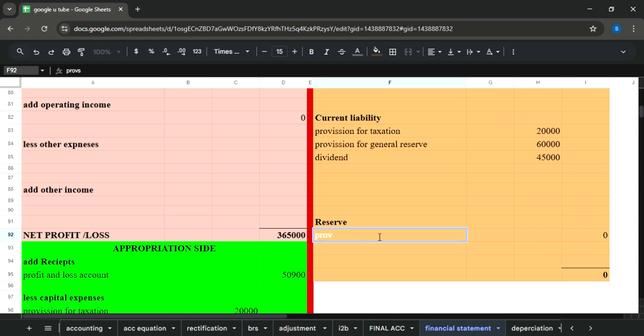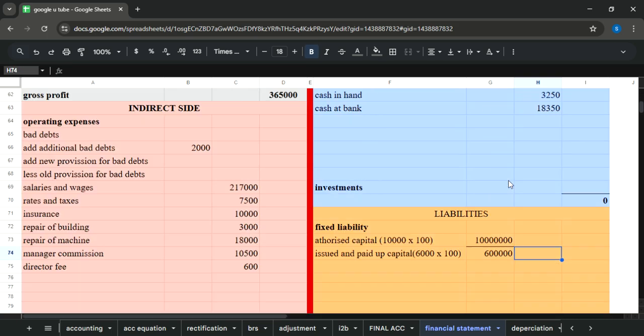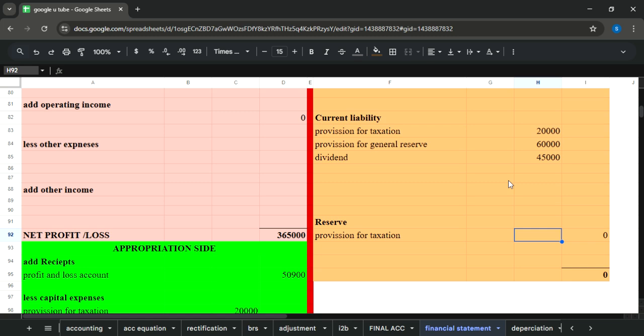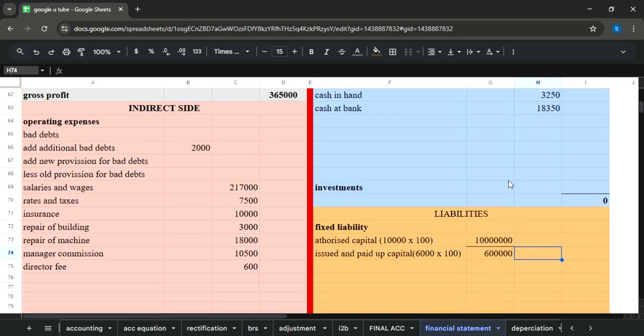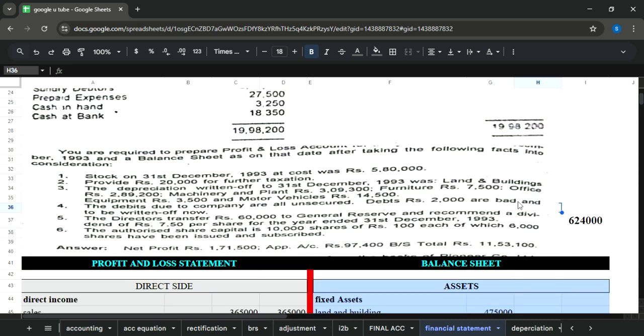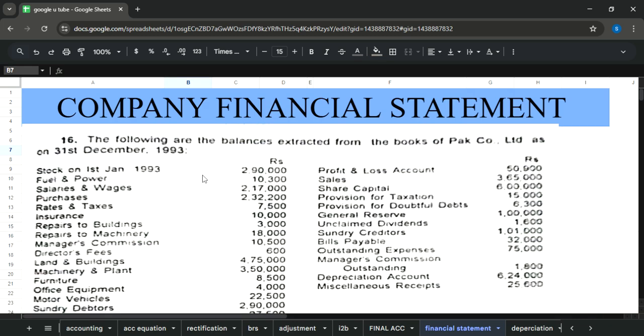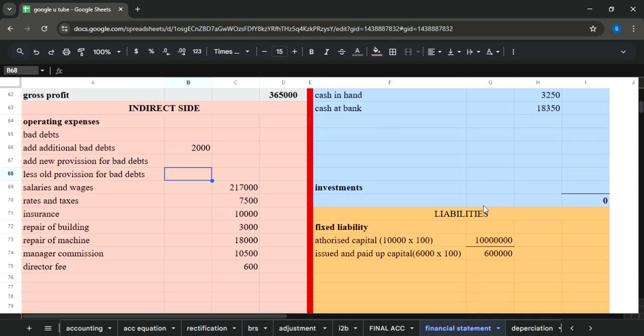Provision for taxation is written. Amount is 15,000. In the reserve side of liability, we are mentioning the amount. Provision for doubtful debts will come to the operating expense side, and here the old provision is already mentioned. Amount of provision for doubtful debts is 6,300. Just write it down in operating expenses.